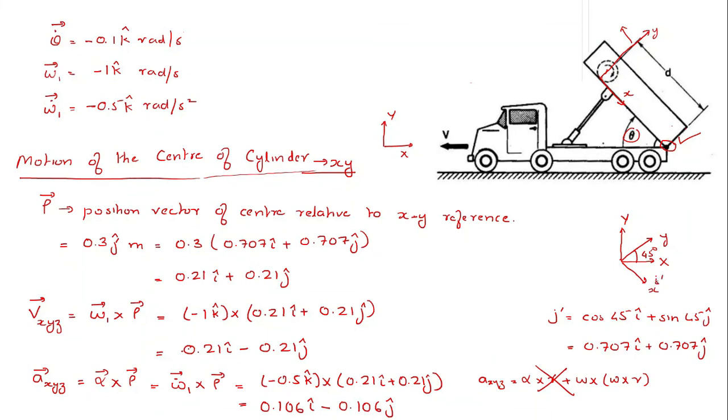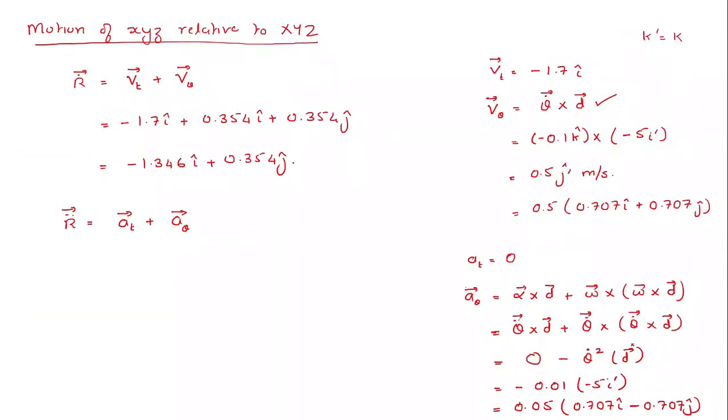So I dash will be equal to 0.707 along the positive x-axis and minus 0.707 along the negative y-axis. So this is what is reflected here. So replacing it here, you would get a_t, that is 0, plus 0.05 into 0.707 I cap minus 0.707 J cap, which if I solve, I will get 0.035 I cap minus 0.035 J cap.